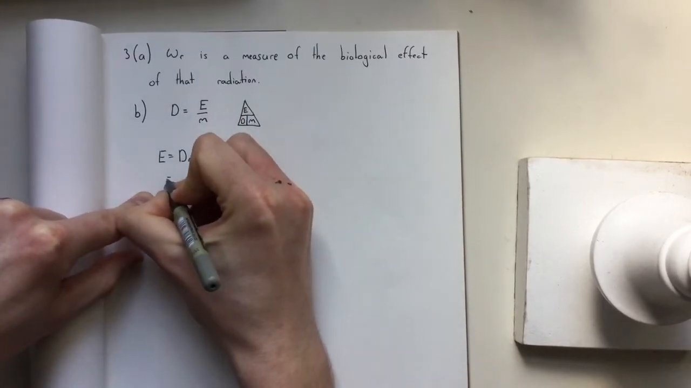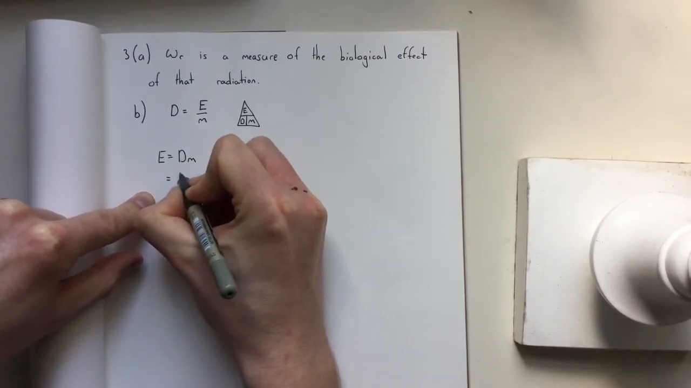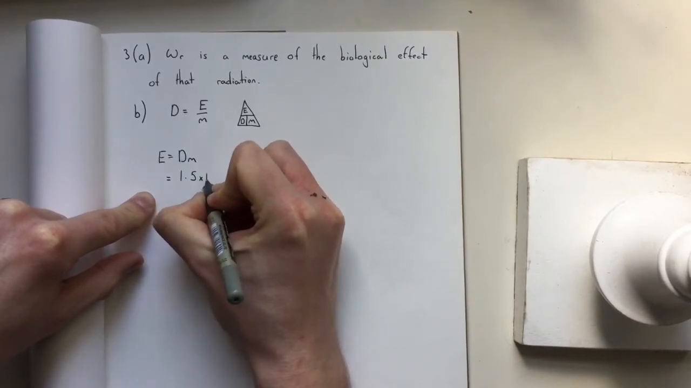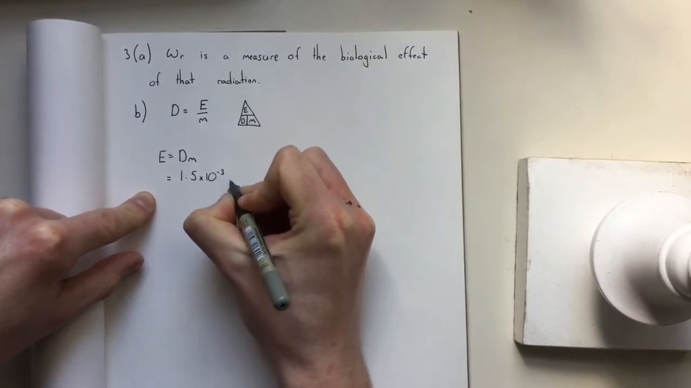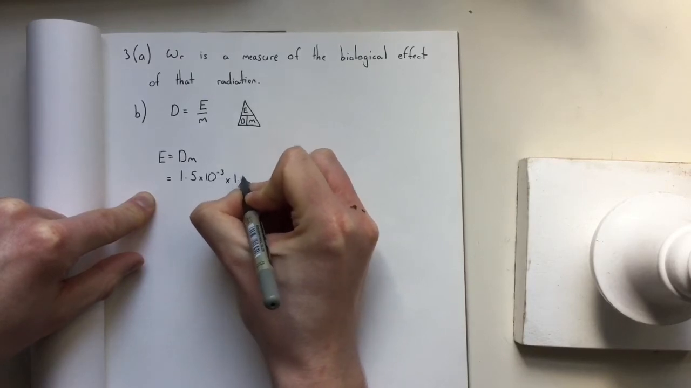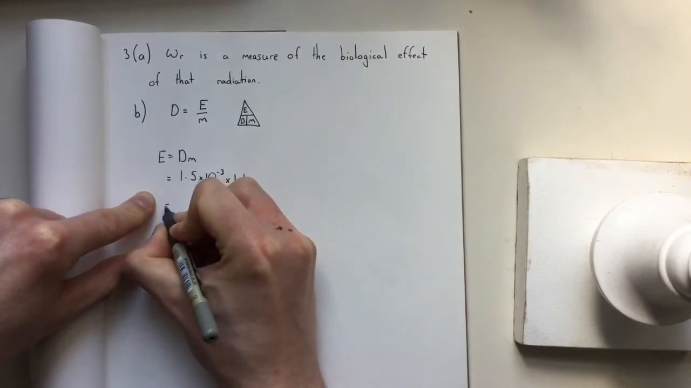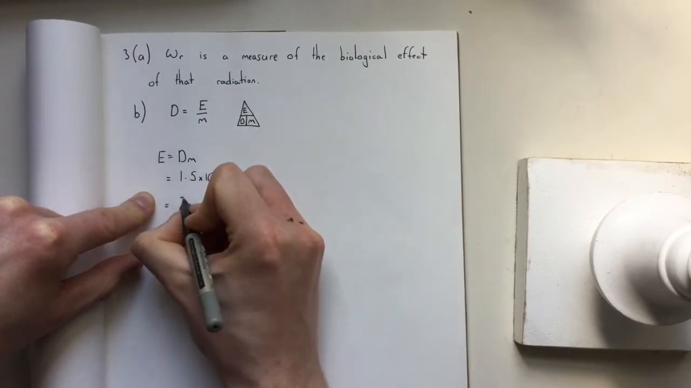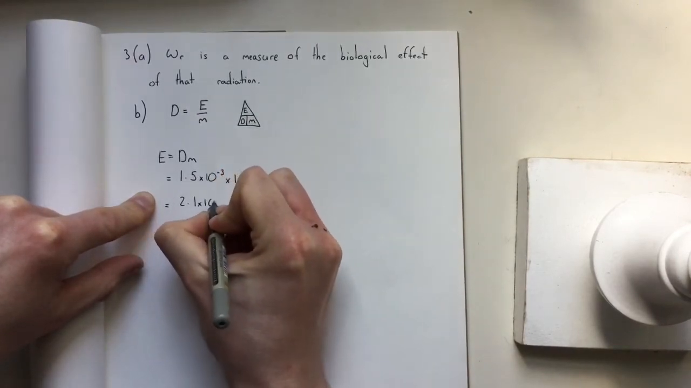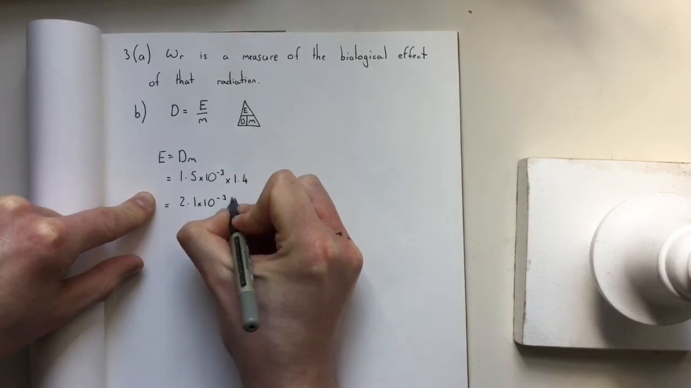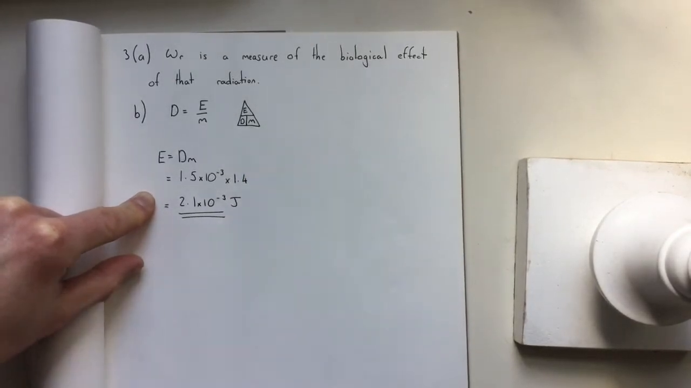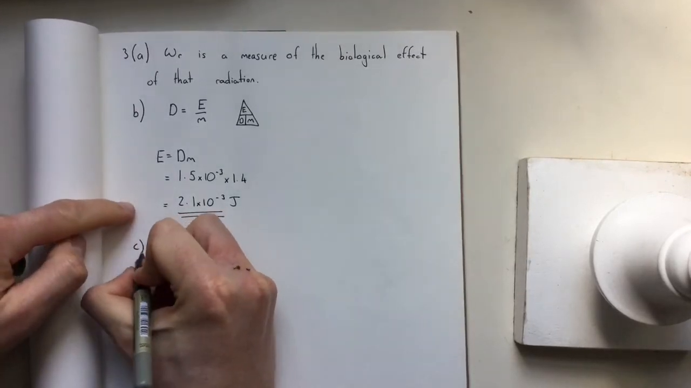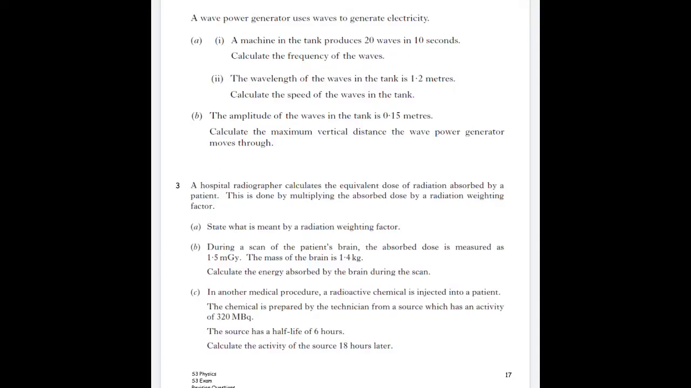All right? And it says that the absorbed dose is 1.5 milligrays. Now, milli is times 10 to the negative 3. And we're timesing that by 1.4 kilograms. And remember, we keep it in kilograms, not grams. So if we do that, we find out the answer is 2.1 times 10 to the negative 3 joules. And that's your answer.